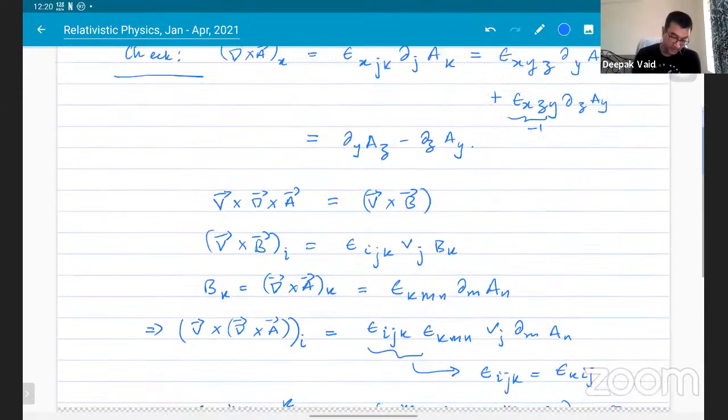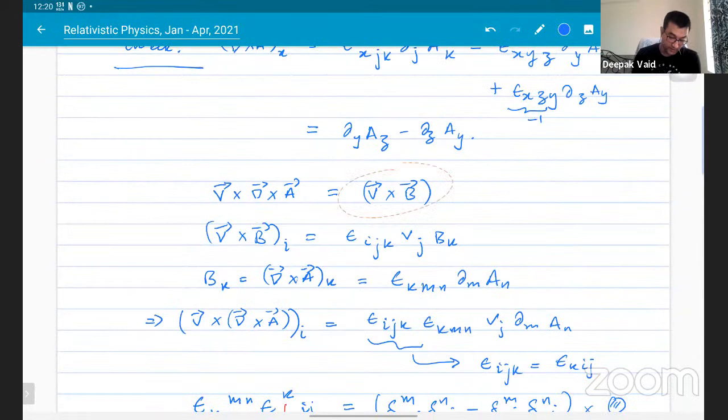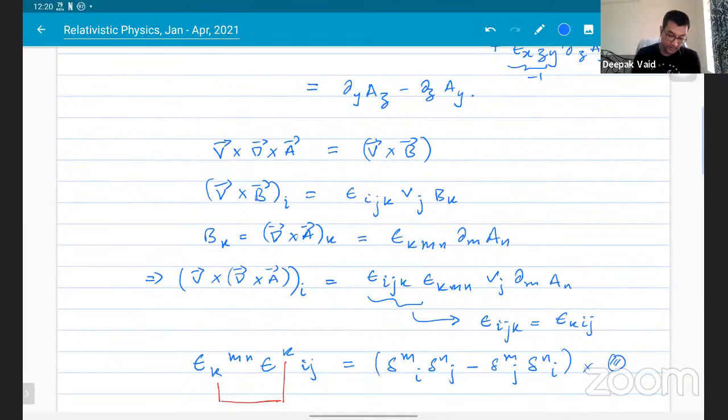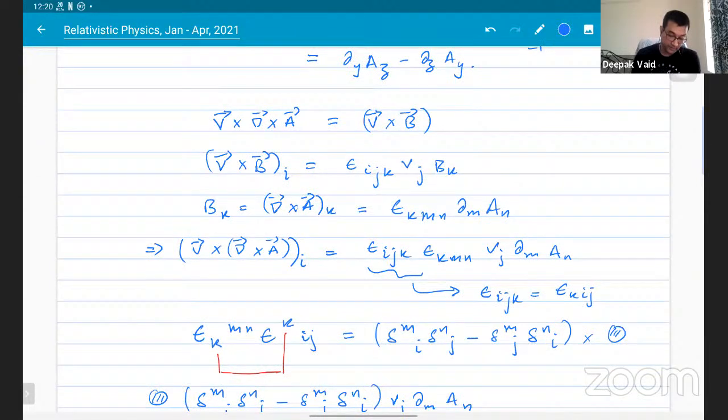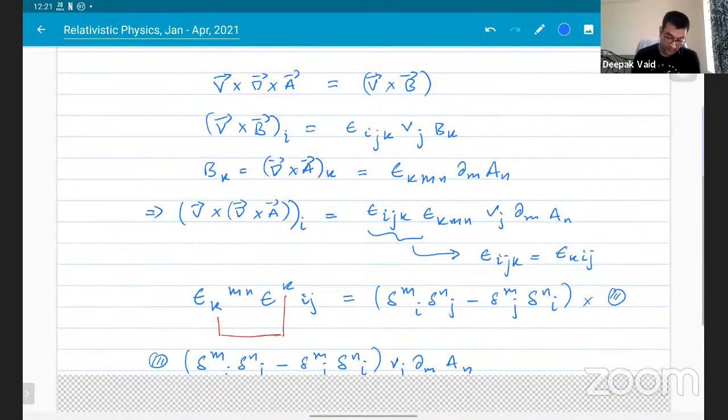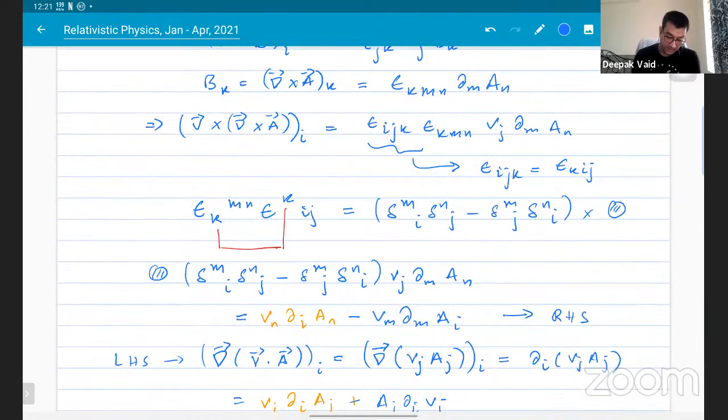V cross del cross A. So let's see, V cross B, the ith component, is equal to epsilon_ijk V_j B_k. B_k is equal to curl of A_k, so epsilon V cross curl of A_i. Okay, looks good so far. And then this is anti-symmetrized over the ij indices. So that's good.